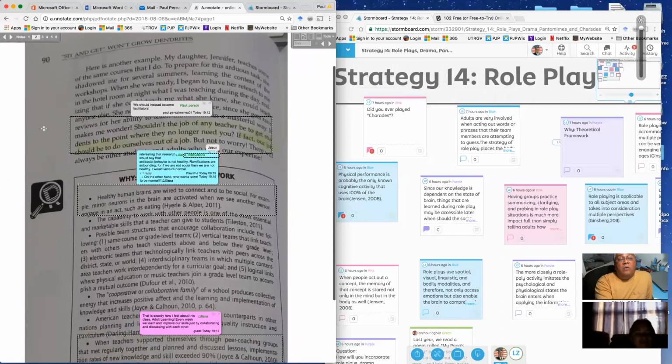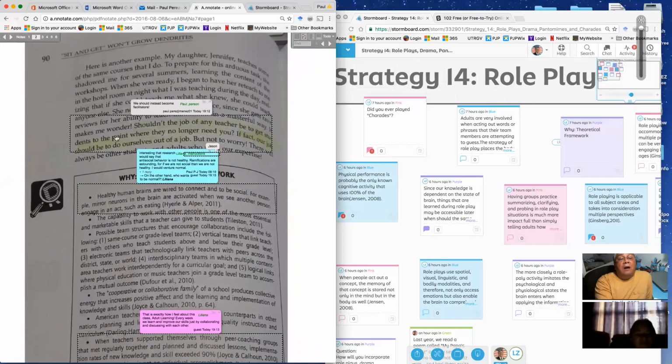Here's another one on the 2nd page. The idea is that, of course, shouldn't the job of any teacher be to get students to the point where they no longer need you? In fact, our job should be to do ourselves out of a job. I agree completely. We should instead become facilitators to where they no longer need us. And by the end of the year, hopefully, that's exactly what we've done.